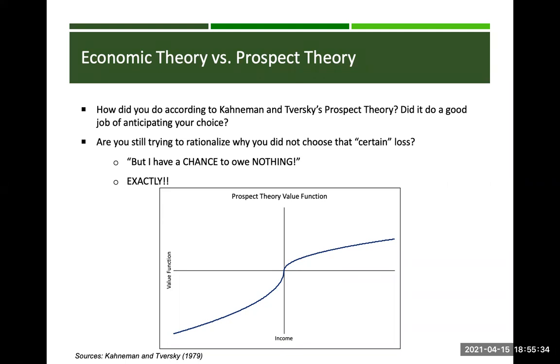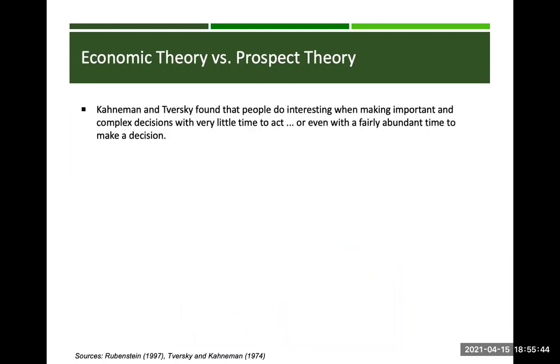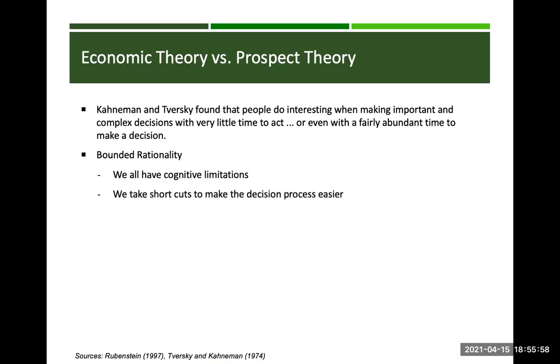Because, well, there's that chance I would lose nothing. I would owe nothing. And that's exactly what this is trying to get at. How do you make decisions when you have a limited amount of time and you're not thinking every single thing out? We act with bounded rationality. We only have a limited amount of cognitive ability. It doesn't matter how smart someone is, there is always going to be a cognitive limitation. We take shortcuts, and those shortcuts can sometimes lead us to what economists would call suboptimal decisions.